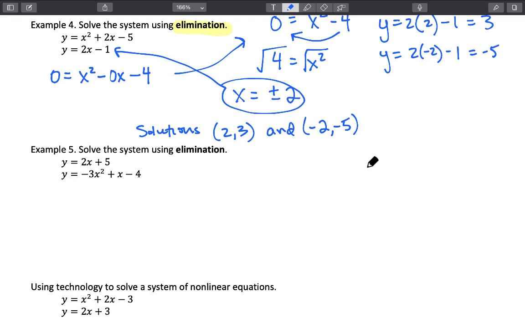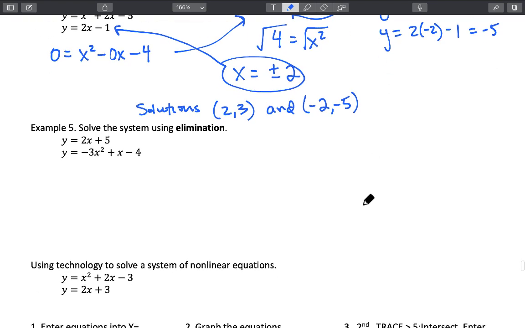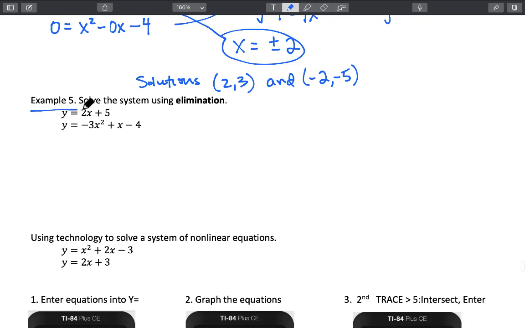All right, guys, that's it for your notes for Chapter 9. Let's try this last example 5 here on your own using the technique of elimination that we just showed you, and you can check your work on your graphing calculator.